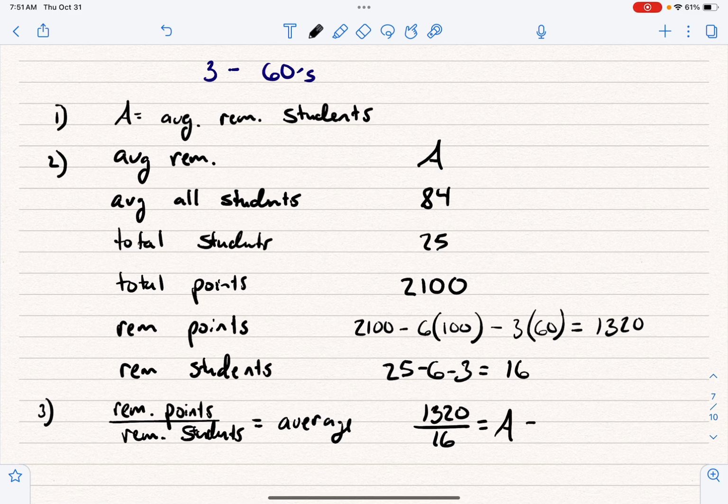If I plug that into a calculator, I believe I get 82.5%. So after I take out those 6 students who have the 100 and those 3 students who have the 60, the remaining average is 82.5. And hopefully that's what you got.